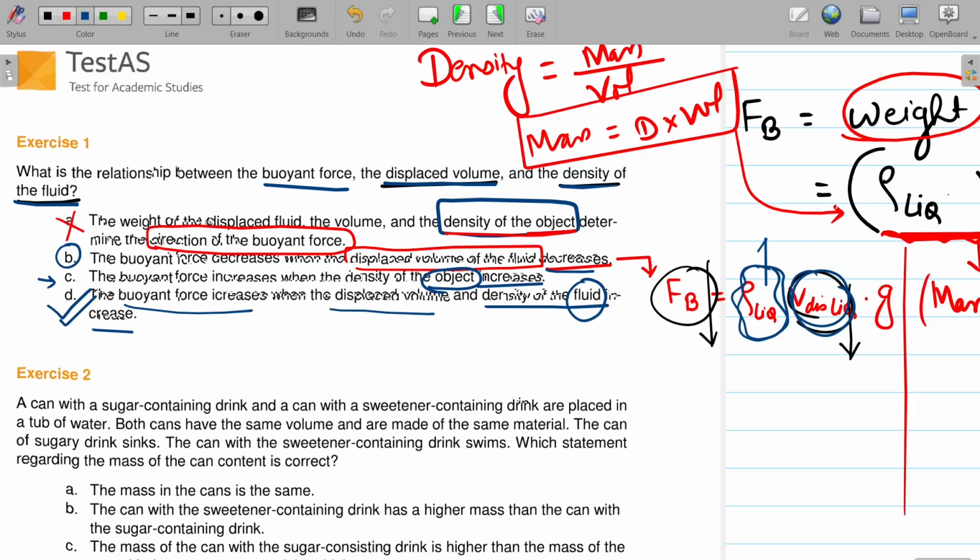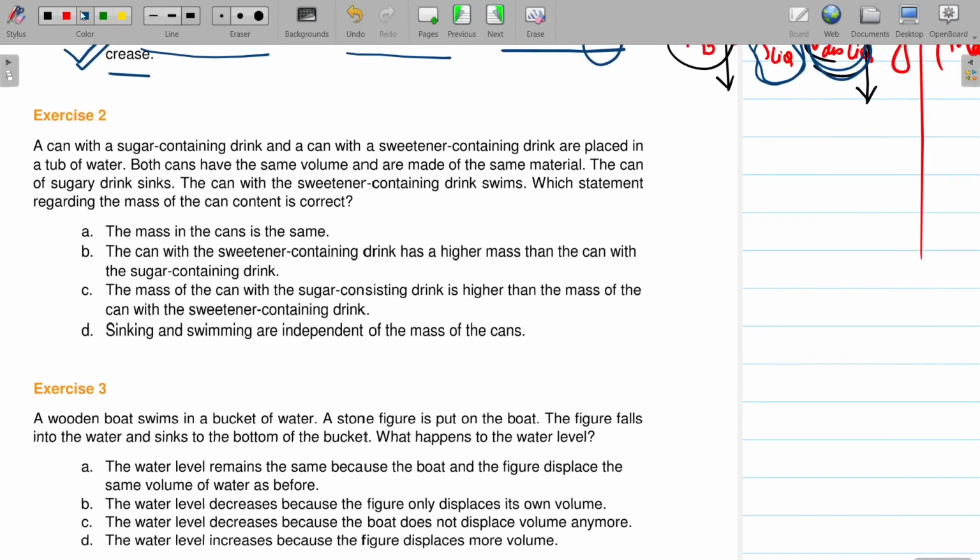Let us see the next one. A can with a sugar containing drink. Let us represent it graphically. So this is a can A. We can assume this is a can A and it contains the sugar containing drink.